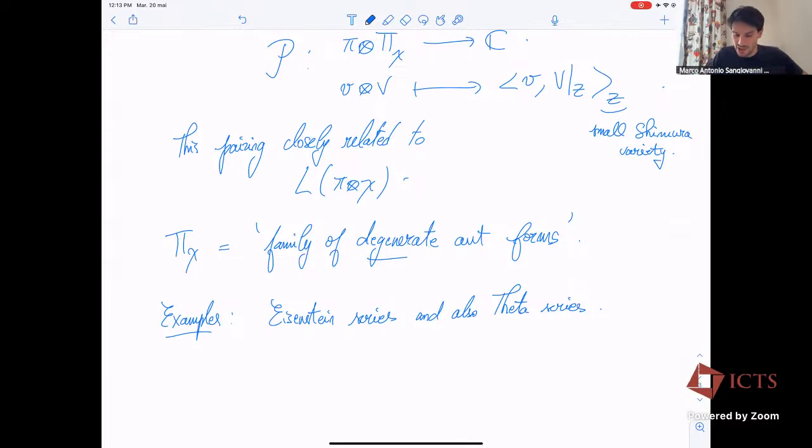And now here comes the most sort of limitation, numerological limitation of the method.